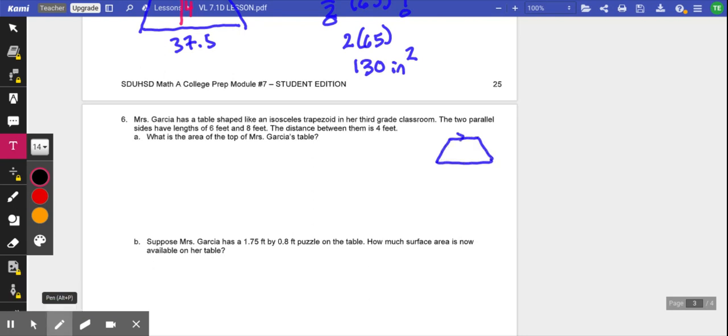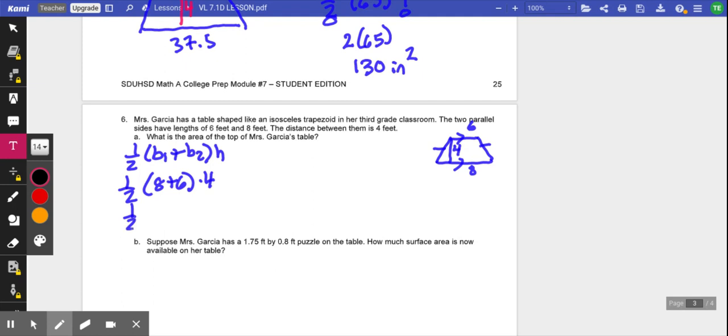She said the 2 parallel sides are 6 and 8. Those are the bases. She said the distance between them, which is the height, is 4. So we have all the information we need to draw. And she said these 2 are congruent. Okay, so 1/2 base 1 plus base 2 times the height. So 1/2 of 8 plus 6 times the height, which was 4. 1/2 of 14 times 4. Half of 14 is 7. 7 times 4 is 28. So we get 28 feet squared.